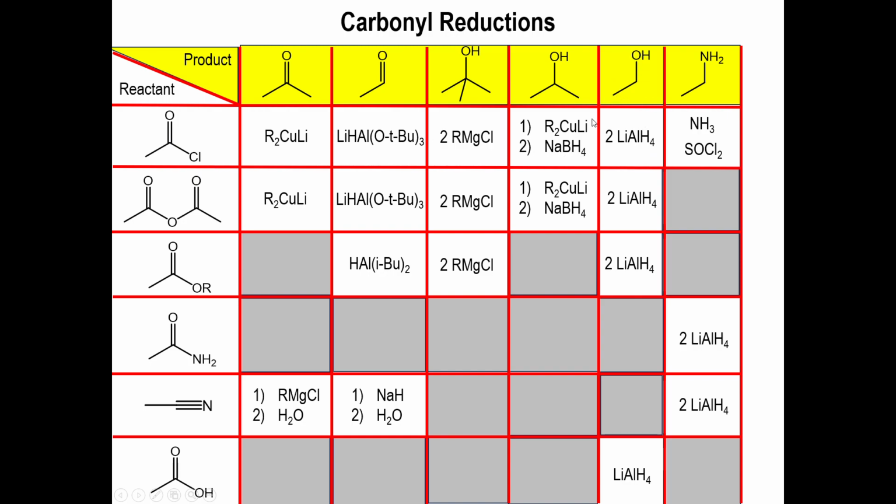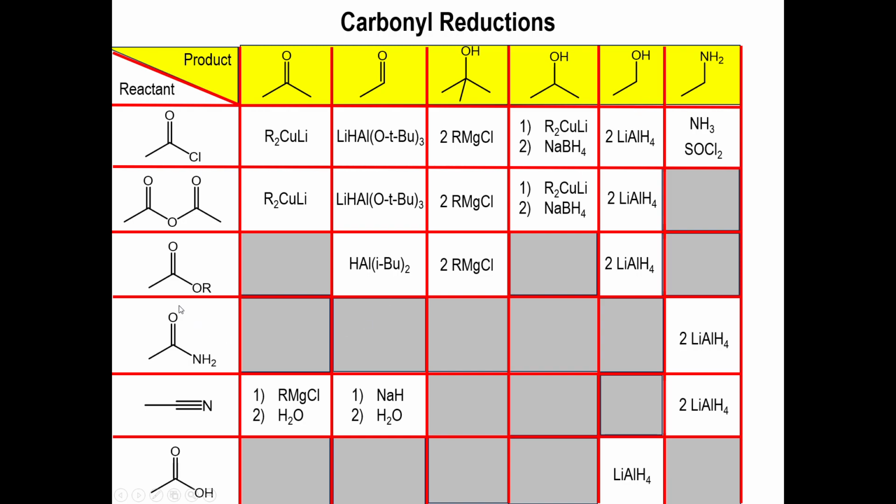And then if you turn the acyl chlorides into an amide by using amine, and you follow that up with SOCl2, thionyl chloride, you can make your nitriles, which at that point you have to reduce with lithium aluminum hydride to your amines. So similarly, you can see that for the anhydrides, you have a similar process, right? Cuprates for ketones, bulky aluminum hydrides for aldehydes, Grignards for your tertiary alcohols, cuprates and reducing agents to get to the secondary and the primary alcohols.